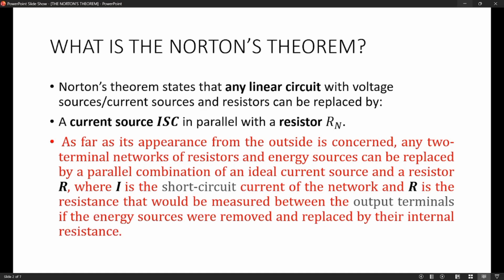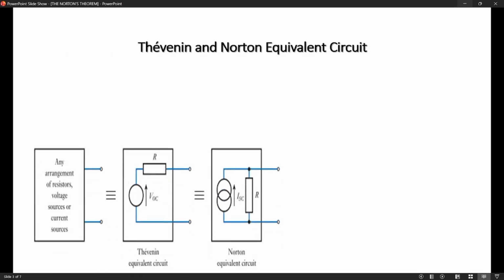And we learned from Thevenin's theorem that the resistor is connected in series with the voltage of the output of the open circuit. So in Norton's theorem, the resistor is connected in parallel to the ideal current source. And I will show you a diagram so that it will be easy for us to understand.